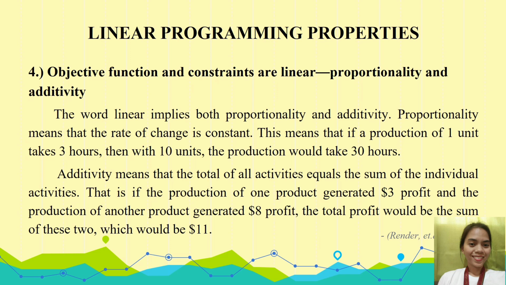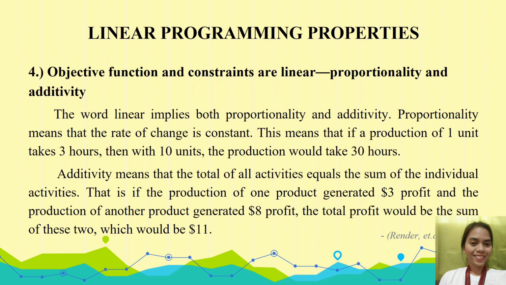Proportionality means that the rate of change is constant. This means that if a production of 1 unit takes 3 hours, then with 10 units, the production would take 30 hours. While additivity means that the total of all activities equals the sum of the individual activities. That is, if the production of one product generated $3 profit and the production of another product generated $8 profit, the total profit would be the sum of these two, which would be $11.